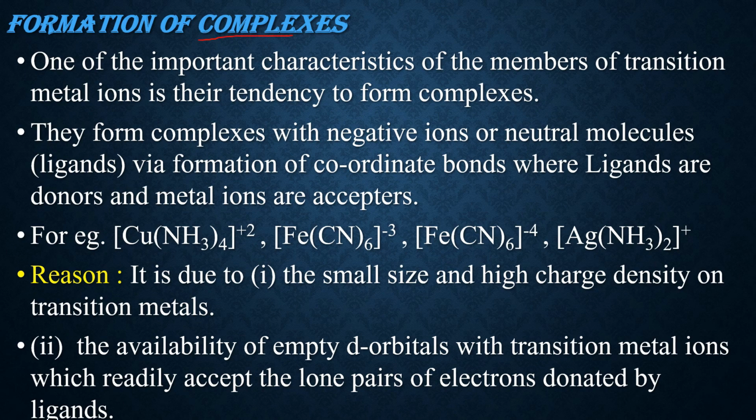One of the most important characteristics of the transition metal ions is their tendency to form complexes. They form complexes because of the availability of empty d orbitals in them, which can take the electron pair from the ligand and form a coordinate bond. For example, [Cu(NH3)4]2+, [Fe(CN)6]3-, [Fe(CN)6]4-, [Ag(NH3)2]+.